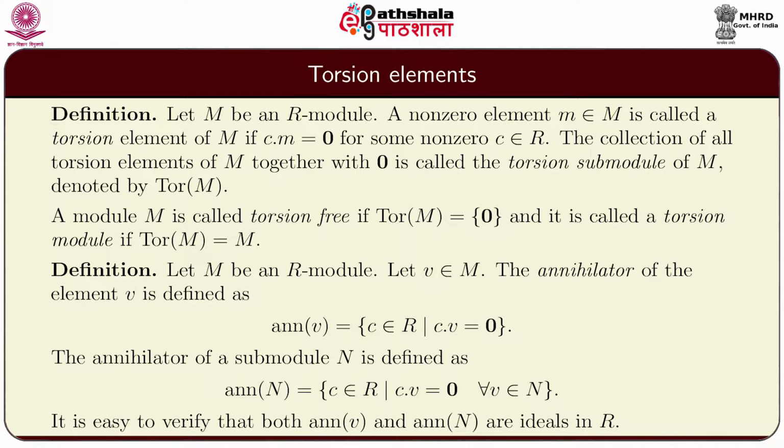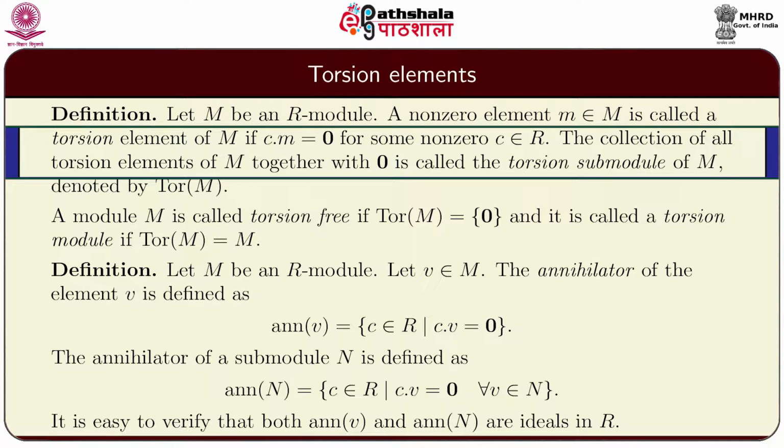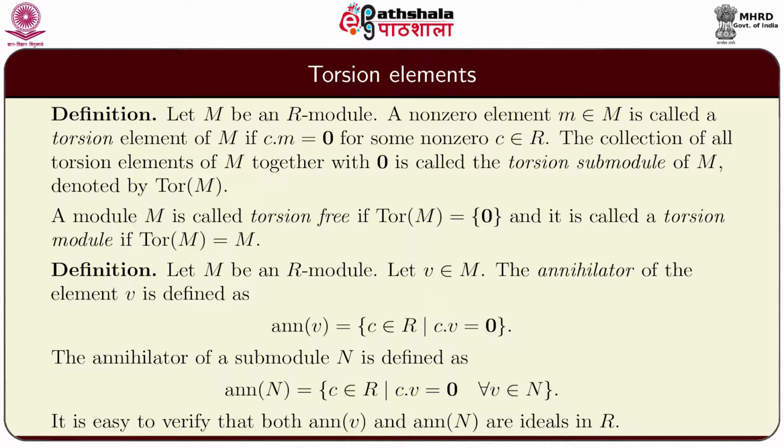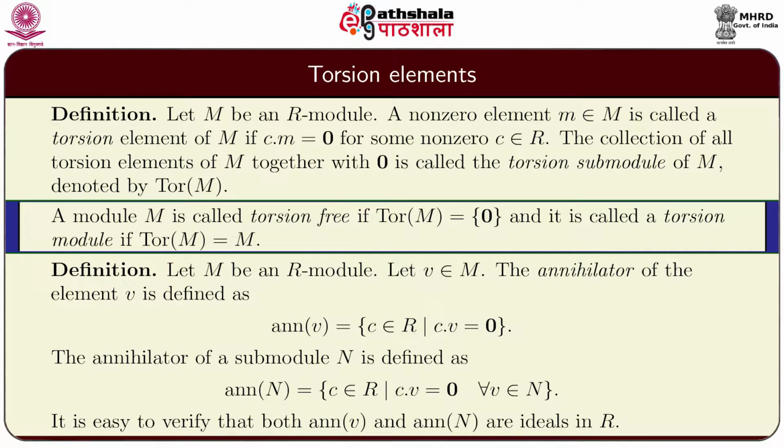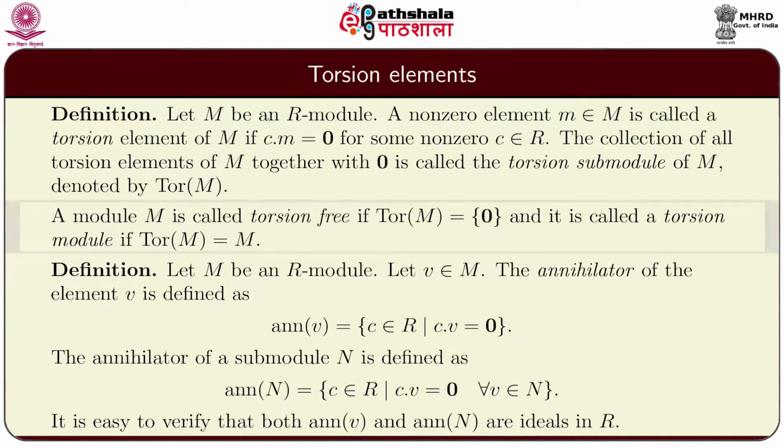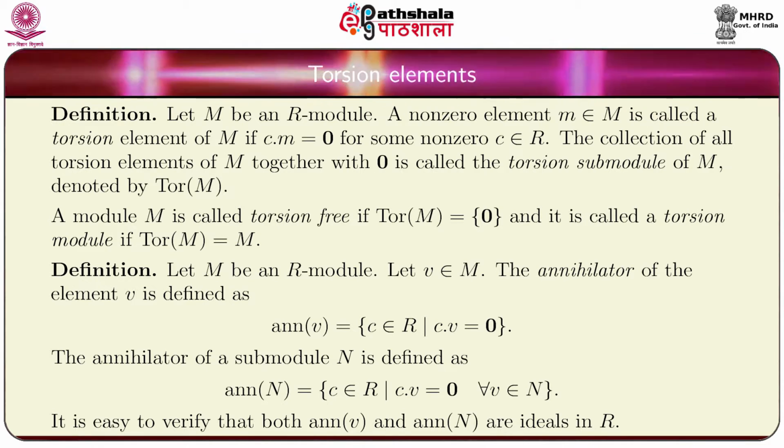Definition: let M be an R module. A non-zero element m in the module M is called a torsion element of M if c dot m is 0 for some non-zero element c in the ring R, and the collection of all torsion elements of M together with the 0 element of M is called the torsion submodule of M and usually denoted by tor M. A module M is called torsion free if the torsion submodule, that is tor M, is the trivial submodule, that is the singleton 0 vector, and it is called a torsion module if the torsion submodule tor M is the full module M.